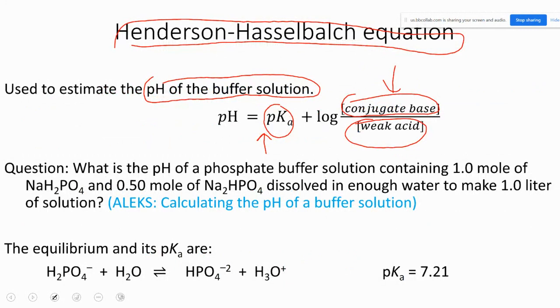All right, so some other ways that books write this formula is in this form, which is the same: pH equals pKa plus log of, for the weak acid, they denote it by HA, and the conjugate base of that weak acid is going to be A minus.